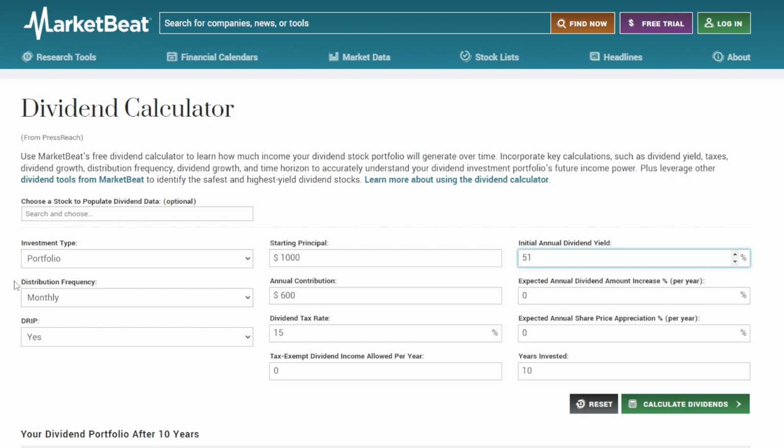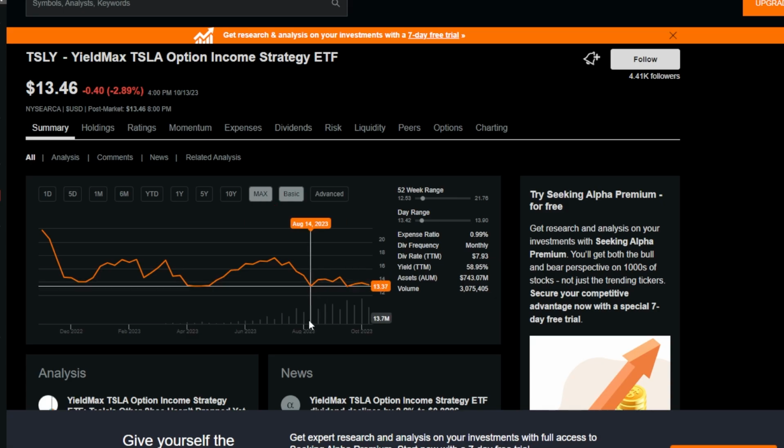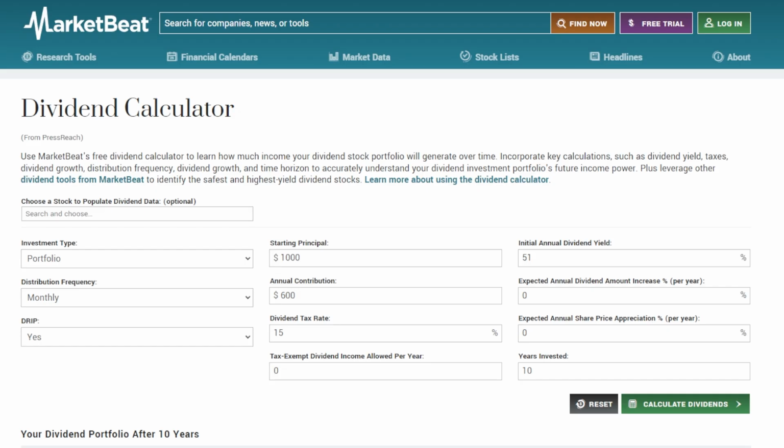Now on top of that, TSLY's distribution frequency is monthly and dividend reinvestment is turned on. So once again, keep in mind, these numbers are not necessarily going to show us the decay in ETF price like we've seen in the past. But this is just a fun experiment to see how long in theory it would take for an investor to turn $1,000 of starting principal into $10,000 plus of TSLY.